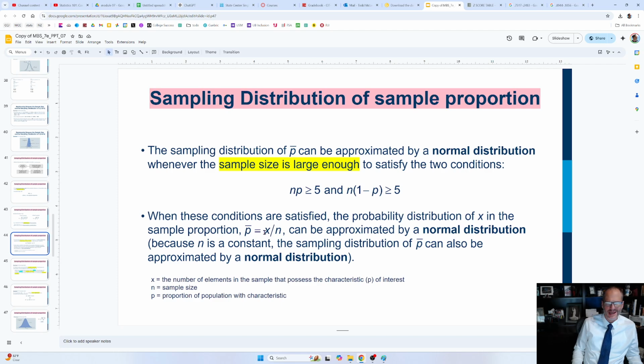So here's x out of n, where n is your sample size and x is how many have that characteristic, the number of elements in that sample that possess a characteristic. And then p here is the proportion of the people that have it. So that's the formula, p equals x over n, whether it's 32 out of 100 or 72 out of 72 or 132 out of 194 or whatever it is. You're finding a proportion, and that's how you do it.